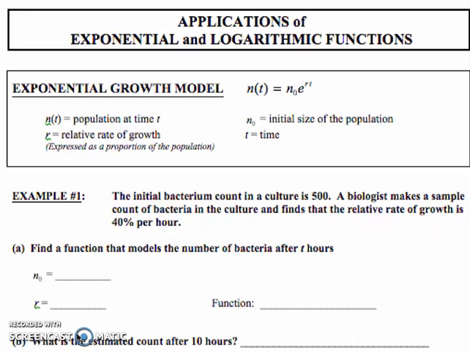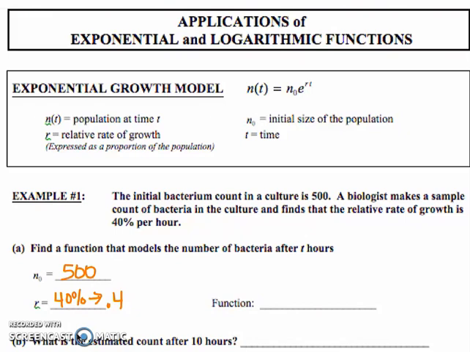Let's take a look at example 1. It says the initial bacterium count in a culture is 500. So we know that's our N naught. I'm going to go ahead and write that down. A biologist makes a sample count of bacteria in the culture and finds that the relative rate of growth is 40% per hour. So 40% of the population per hour. Again, if R is 40%, then when we plug that into our equation, we need to change that to a decimal. So that will be 0.4.